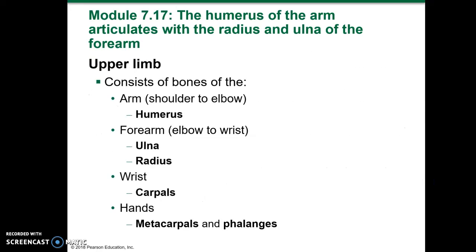Moving on to 7.17, the humerus of the arm articulates with the radius and ulna of the forearm. So looking at the upper limb, it consists of the bones of the arm, that's the shoulder to the elbow, that's the humerus. Throughout the beginning of this book anyway, whenever we talk about the arm, we are talking about the upper arm, the humerus. The forearm is the elbow to the wrist. This involves the ulna and the radius. The wrist involves the carpals, and the hands contain the metacarpals and phalanges.